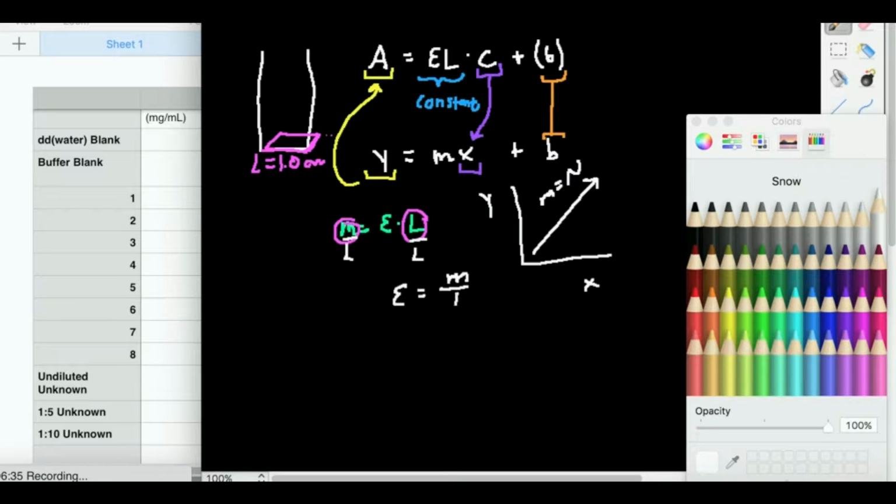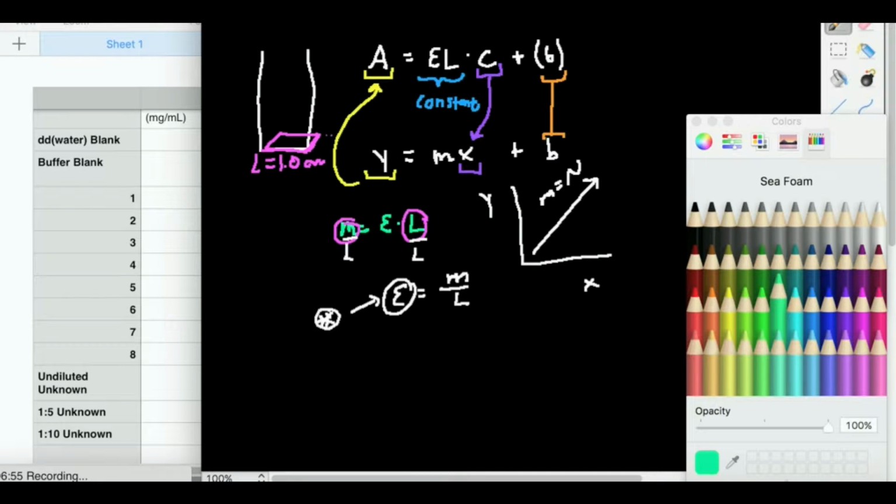It's the slope, and then I just divide by the path length. And that's the magnitude of this extinction coefficient. It turns out that this extinction coefficient is going to be very important to find, because that's how you determine things in the lab. You need to know this extinction coefficient. Now I'm going to tell you how you do that.